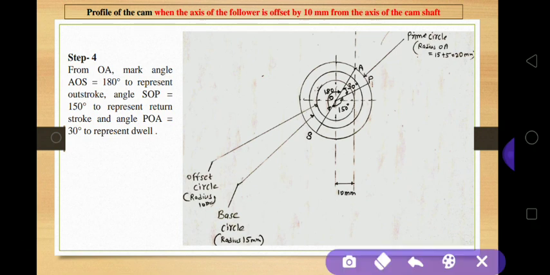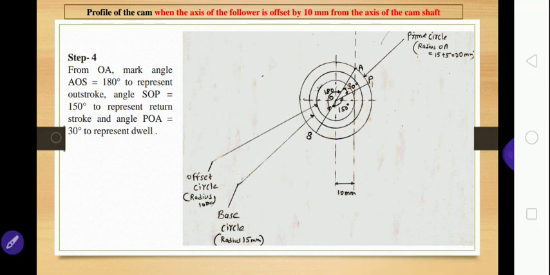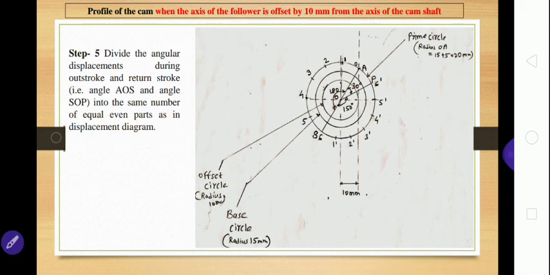Why have we drawn all the angles towards the left side of the OA line? Because we have considered that the cam is rotating in the clockwise direction, therefore all the angles we have to represent in the anti-clockwise direction. If in the problem it is given that the cam is rotating in the anti-clockwise direction, then we will plot this 180 degrees towards the right side, or in the clockwise direction. That 180 degree angle we will plot first. So this is the fourth step in which we have plotted all the angles.